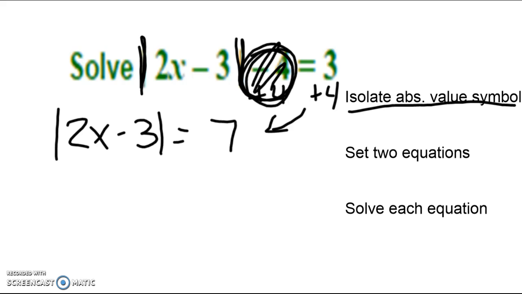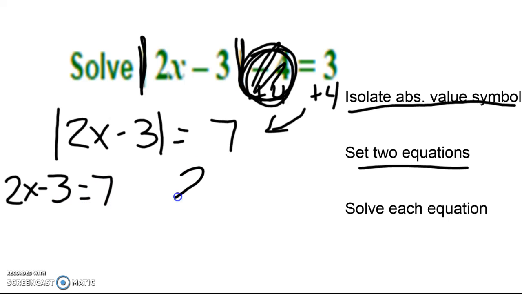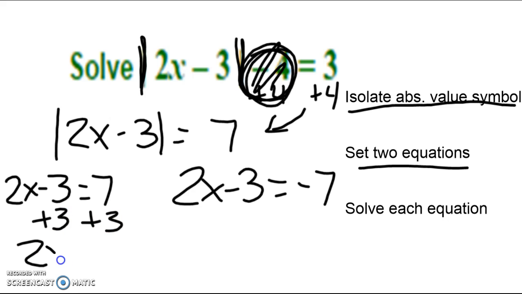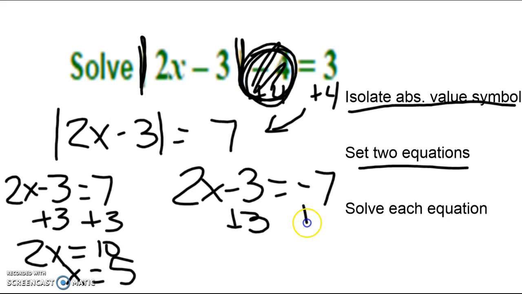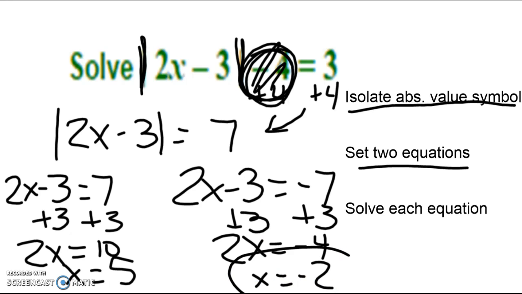Now we set up two equations. We have 2x minus 3 equals 7, and then 2x minus 3 could equal negative 7. Now solve both of them. Add 3, and you get 2x equals 10, so x equals 5. Add 3 over here, and you get 2x equals negative 4, so x equals negative 2. There's your two solutions. Let's try another one.